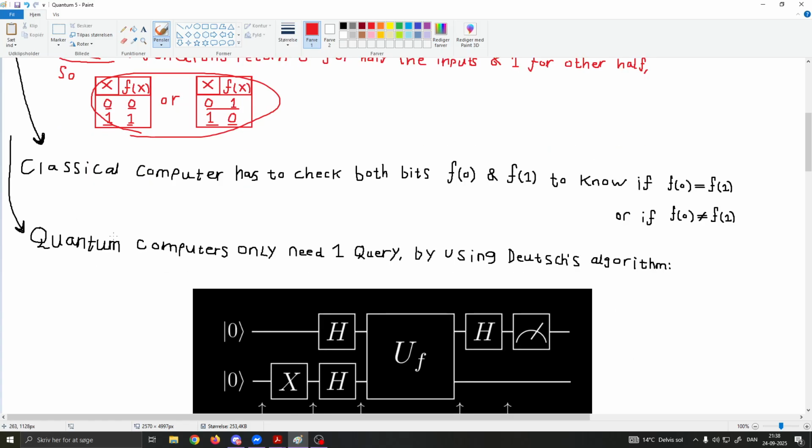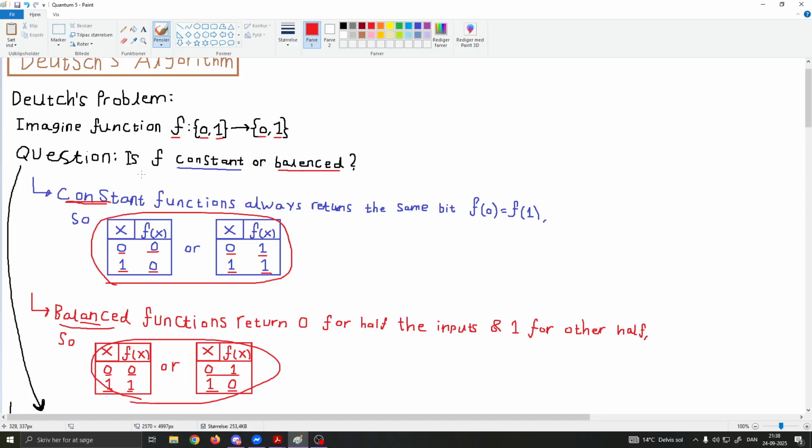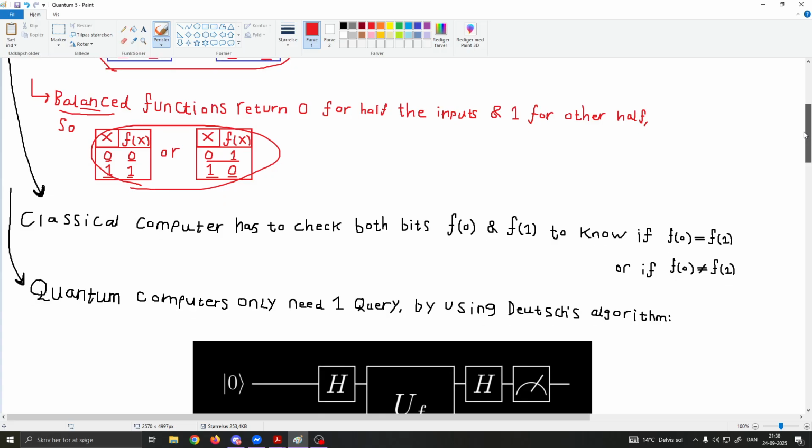Now, Deutsch's problem is, is f constant or balanced? How do we determine this? In a classical computer, it's pretty obvious. You would just compute f of 0 and f of 1, and then you would simply check, are they equal to each other or are they not equal to each other? And this will determine whether the function f is balanced or constant.